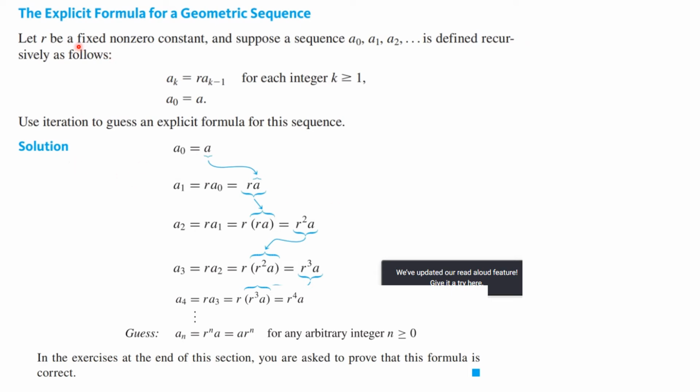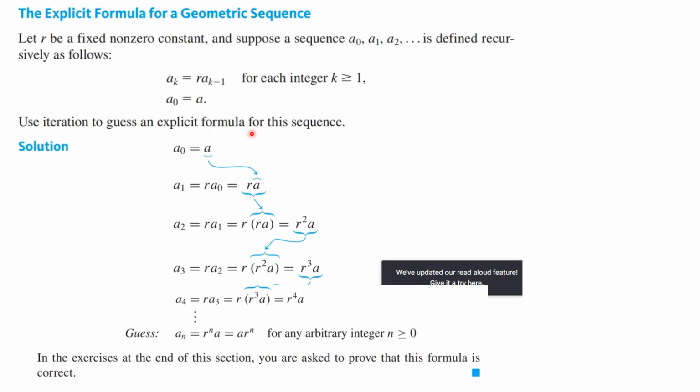We're going to turn our attention now to what is known as a geometric sequence. So we let r be a fixed non-zero constant, and suppose that the sequence a0, a1, a2, and so forth is defined recursively as a_k equals r times a_(k-1) for each integer k greater than or equal to 1, and a0 is equal to the fixed number a.